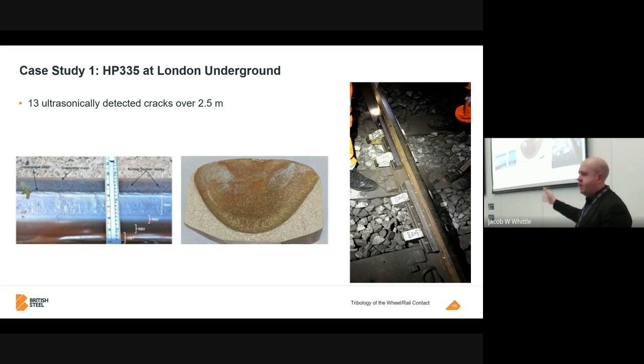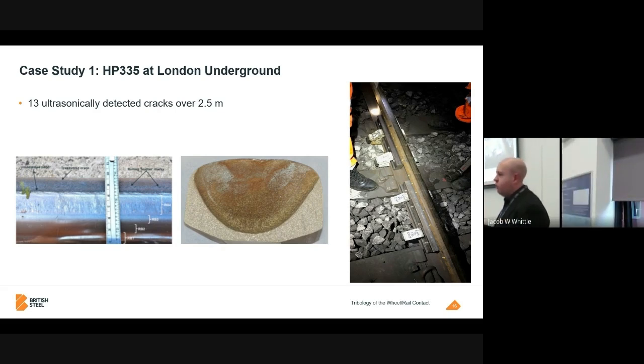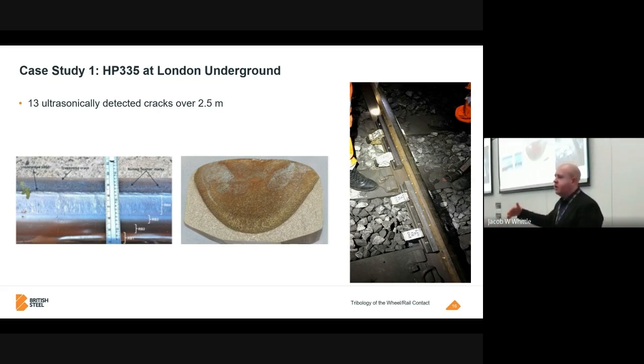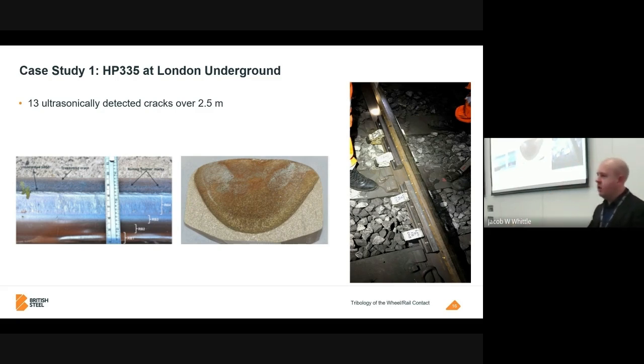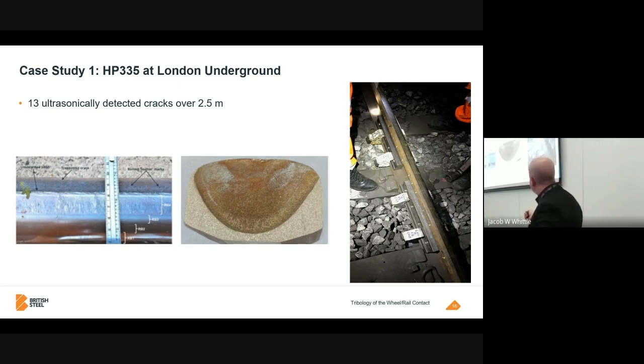So what they have to do at this particular location in London Underground is throw away rails that have got lots of life left because they can't safely test them. They just don't know what's going on below. So they were thinking, right, let's just use a harder rail to solve that problem. If we increase the rail hardness, the cracks are going to develop slower, which is what we've seen at Network Rail. Let's try it. But then this is what happened.